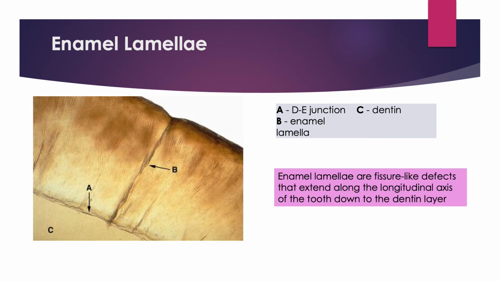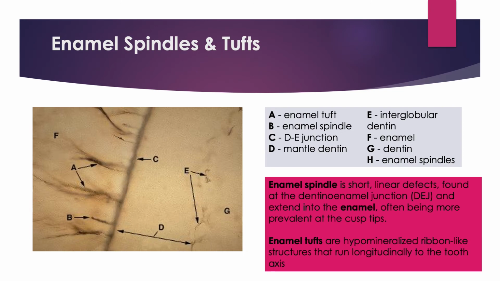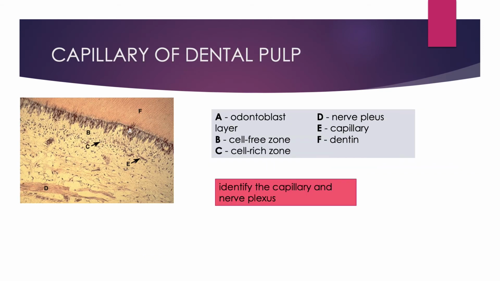This is a ground cross-section of an enamel lamella. Enamel lamellae are fissure-like defects that extend along the longitudinal axis of the tooth down to the dentin layer. True lamellae may contain debris from the oral cavity. Enamel spindle is a short, linear defect found at the dentino-enamel junction and extends into the enamel, often being more prevalent at the cusp tips. Enamel tufts are hypomineralized ribbon-like structures that run longitudinally to the tooth axis.